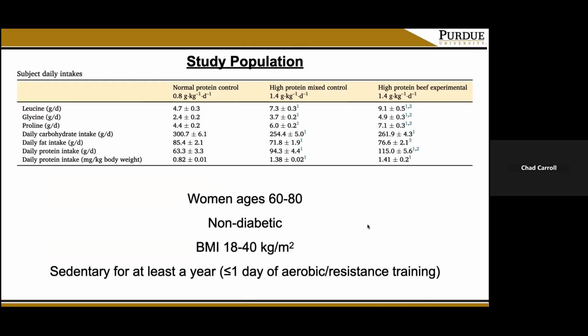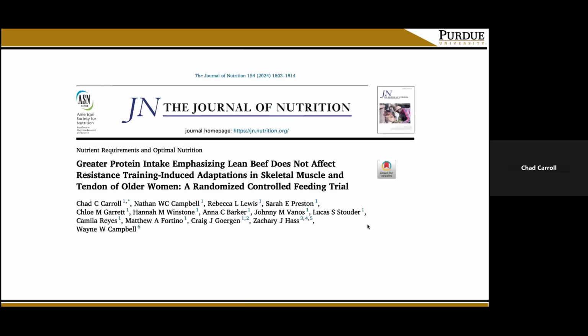And just to highlight, this is our group characteristics here briefly. And as I mentioned about the higher leucine and glycine, if you look at the beef group compared to the normal protein group and even the high protein mixed protein group, they had higher leucine and glycine in their blood throughout, at least at the 3 points that we measured it. This is their actual protein intakes. So we did hit pretty close to our 1.4 grams per kilo.